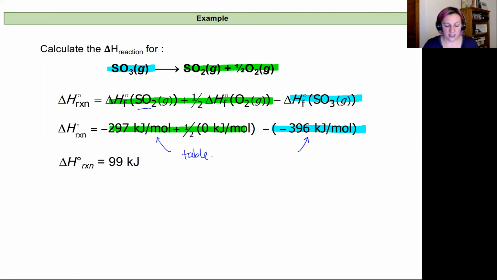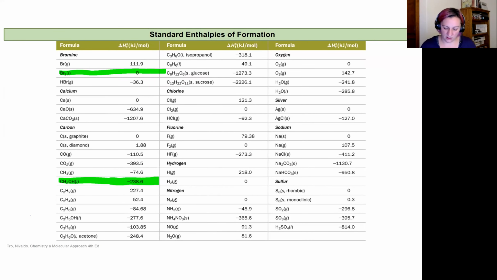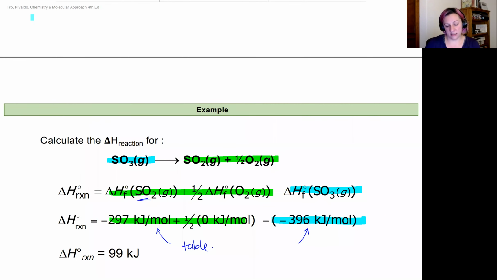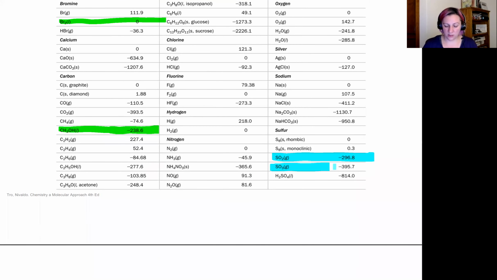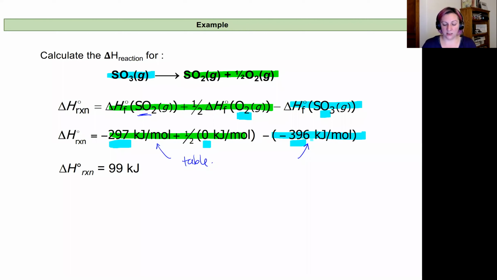So for the sulfur dioxide enthalpy of formation, we can find it here. Here is our sulfur dioxide, negative 296.8. And so we put in that 296.8, or 297, right here. For our oxygen, because that's in its elemental state, it'll be 0. And for our sulfur trioxide, we can look that up right here. It's right underneath our sulfur dioxide. It's negative 395.7, and so that value gets plugged in right here.